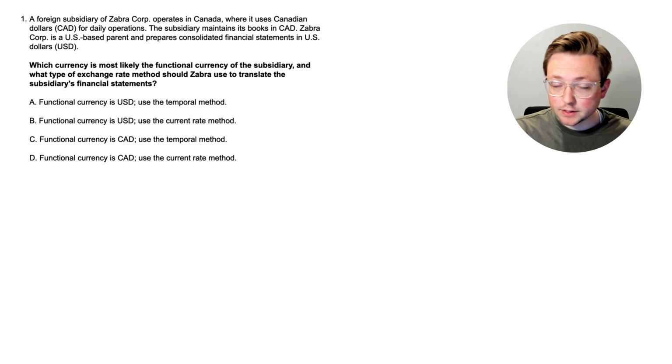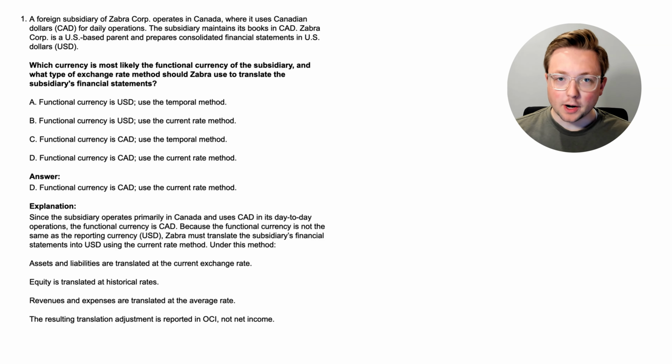Now, if you watched the previous video where we talked about foreign currency concepts, then you have an idea of some of this. But if you don't know the answer to this, that's okay. We are going to use this question to start learning. So let's go ahead and dive into the explanation. All right, here we are. The answer is D. Functional currency is the Canadian dollar, and you use the current rate method to translate it. So let's walk through this.